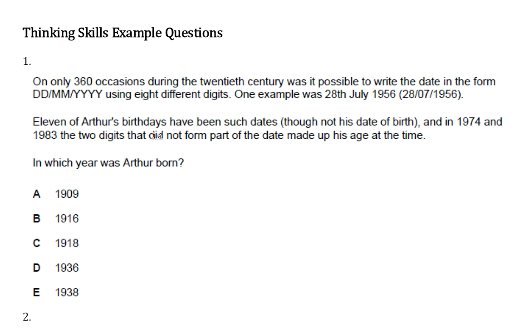11 of Arthur's birthdays have been such dates, though not his date of birth. And in 1974 and 1983, the 2 digits that did not form part of the date made up his age at the time. In which year was Arthur born? And there's your 5 choices. All right, so the big problem in a lot of these questions is going to be extrapolating the data from the question, figuring out what you need to do.